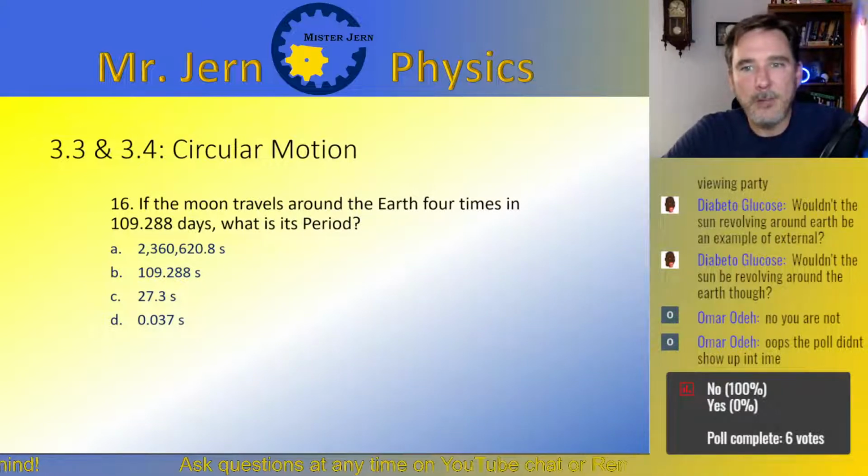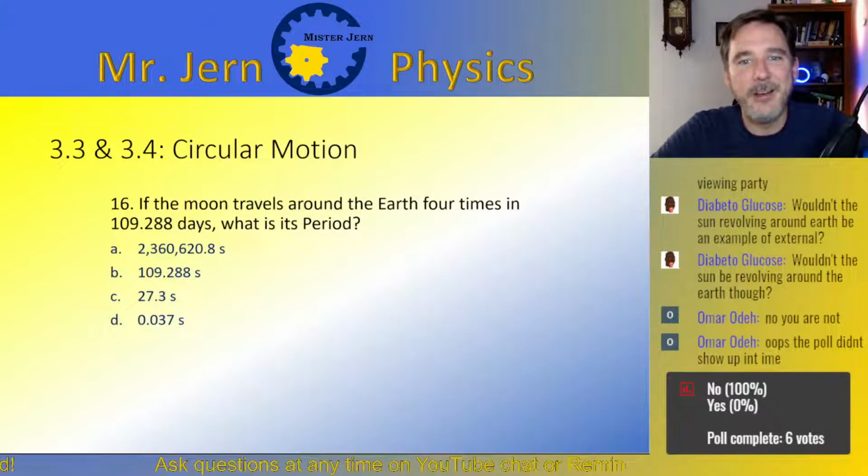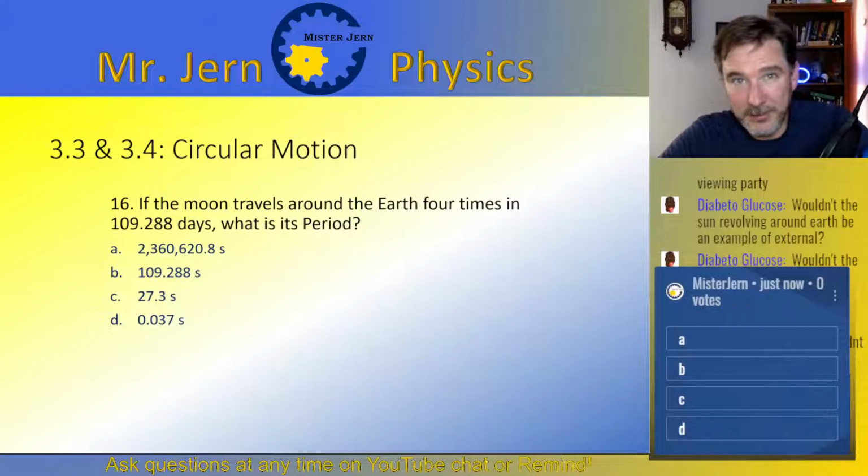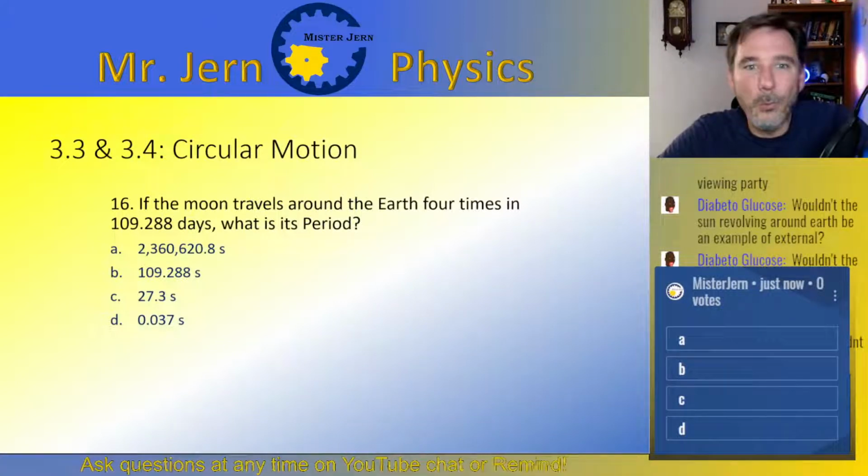If the moon travels around the Earth 4 times in 109.288 days, seems oddly specific because that's legit actually the thing, what is its period?